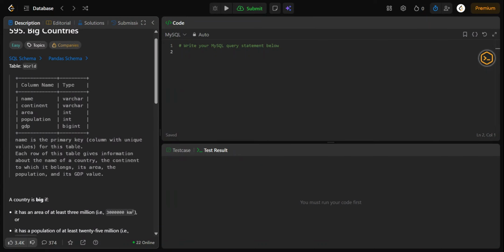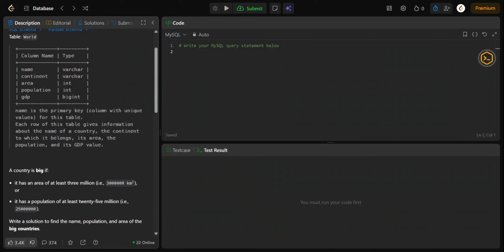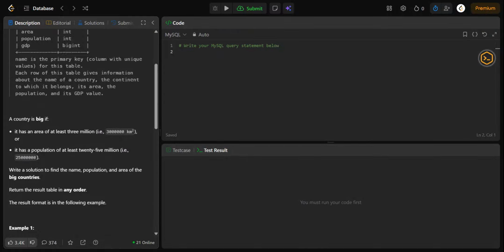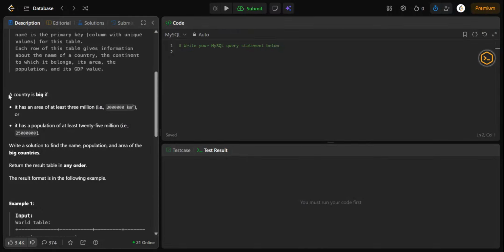As you can see, the problem gives us a table, and the name of the table is World. We need to find all the countries that are considered big countries, and return the country. So what does it mean to be a big country? It means that if the country satisfies any one of the conditions, if any one condition is true, then we will consider this country a big country.